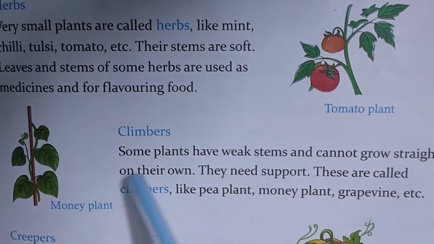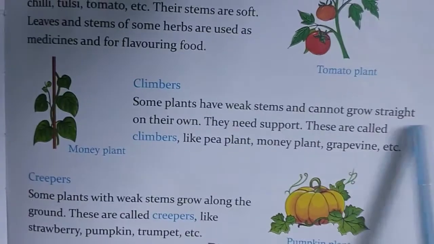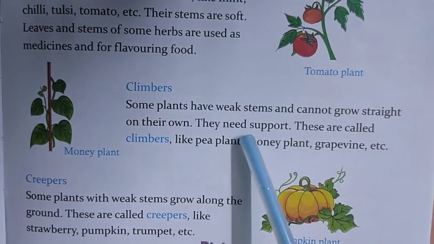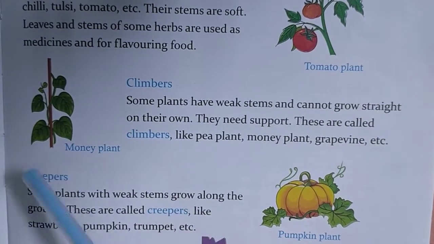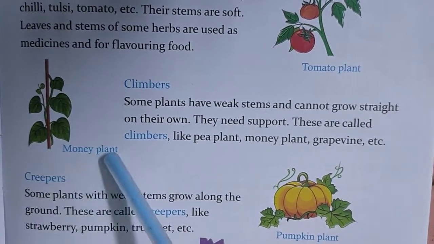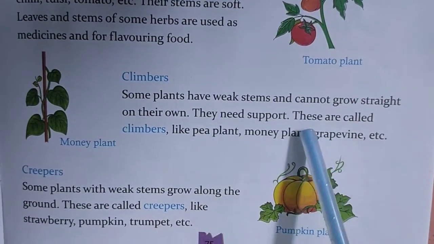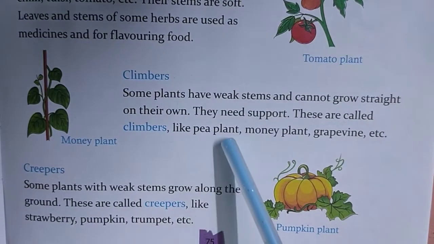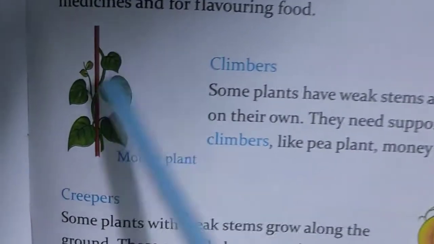Climbers. Some plants have weak stems and cannot grow straight on their own. They need support. These are called climbers. Without support, they cannot go up, so they need a support to climb. These are called climbers, like pea plant, money plant, grapevine, etc. See, money plant needs support.